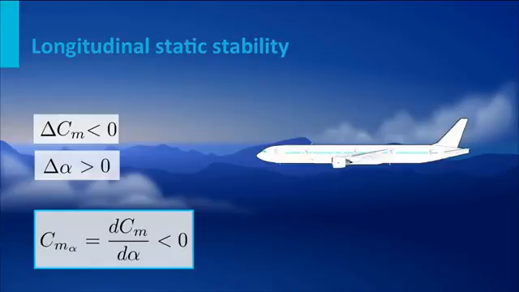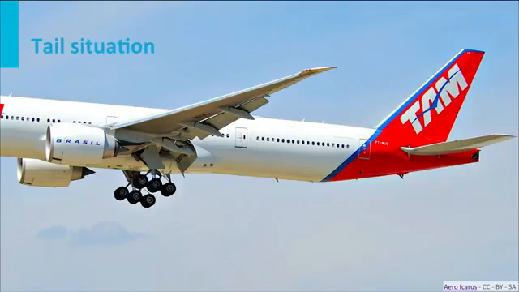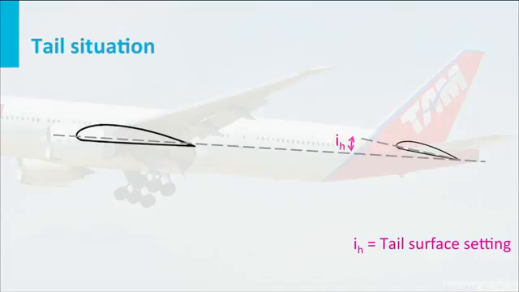This is one of the 3 things you have to know before we can start the actual derivation of how we can make an aircraft longitudinally statically stable. The second thing you have to know is what happens at the tail surface of an aircraft. So if we look at a tail of a regular aircraft, we can draw this more schematically by looking at the 2 wings here. We have the main wing in the front and we have the tail surface to the back.